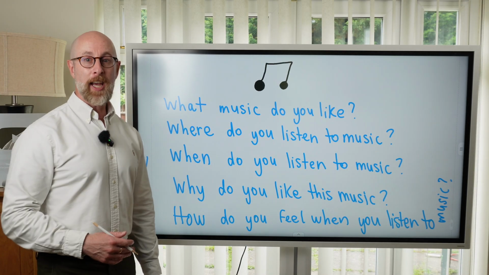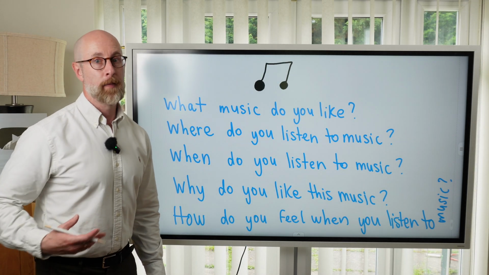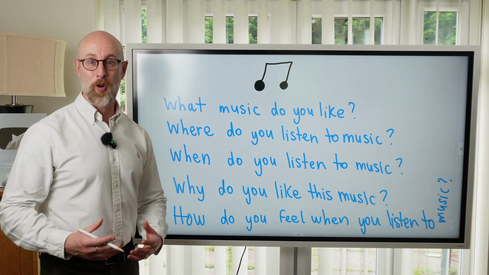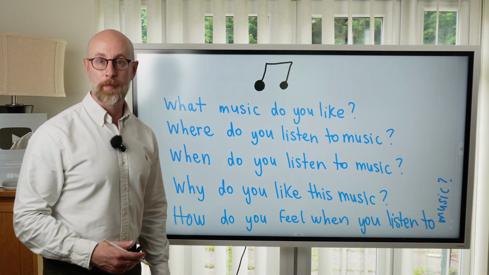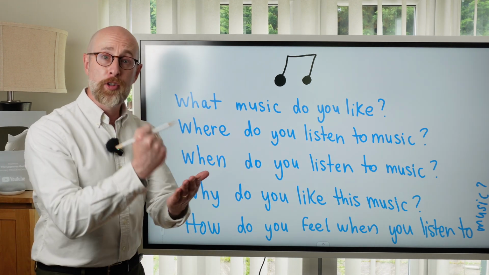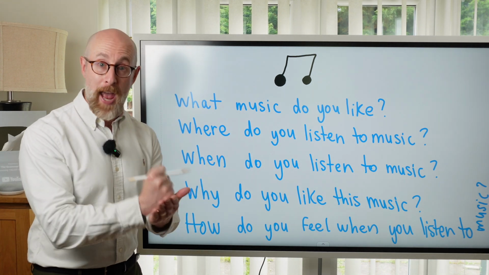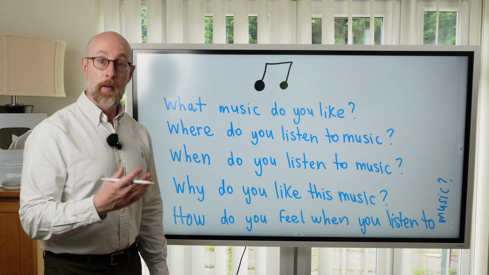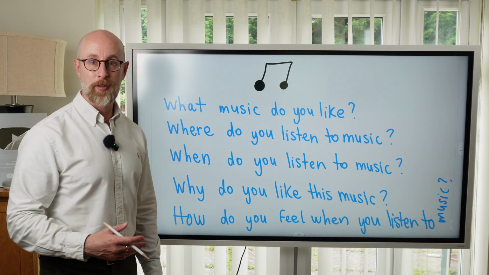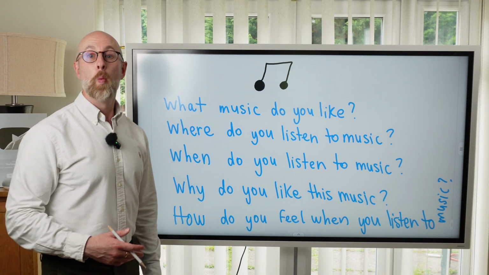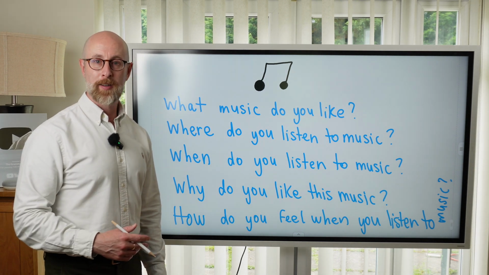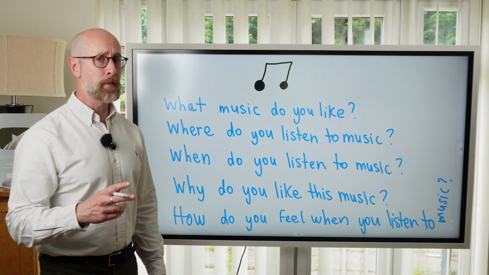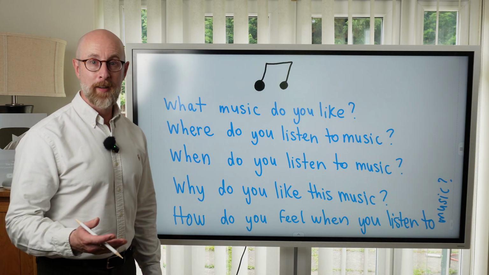Okay, pronunciation now, because of course, if I want you to use more questions, you need to sound natural when you're asking them. In English, we tend to stress, put more energy into our content words, so verbs and nouns. Have a look at the first one. What music do you like? The two words that I'm stressing are music and like.